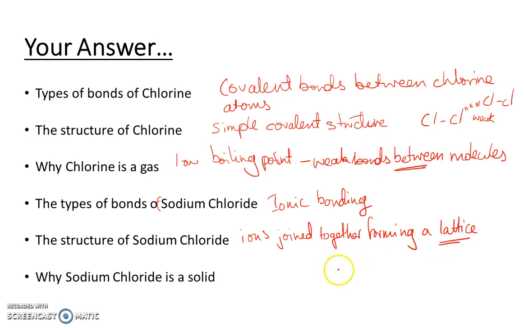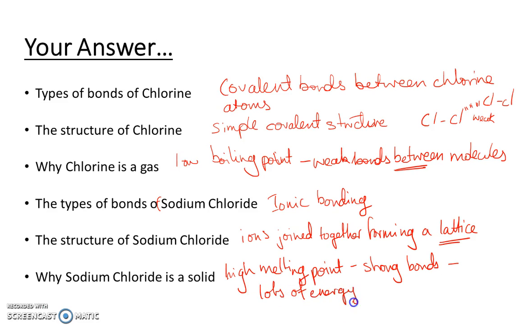Okay, and what we know is why it's a solid. So again, it's a solid because it's got a high melting point, and the reason it's got a high melting point is because we've got strong bonds, and therefore we need lots of energy to break the bonds, resulting in it having a very high melting point.